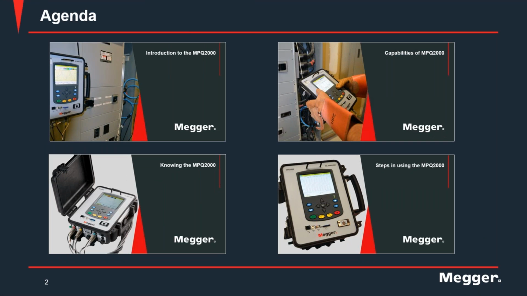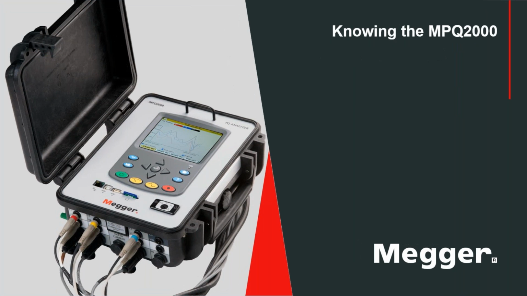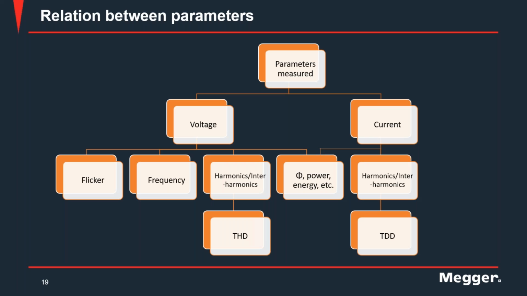So let's get into the next section, where we get to know the instrument. We talked about power quality, and Andy covered the theory bit. Let's get into the instrument now in this part of the presentation. So how does the MPQ 2000 function? The basic signals it relies on are voltage and current. Here is a relationship between the different parameters. Voltage and current are what are measured, and from that it derives all these other parameters.